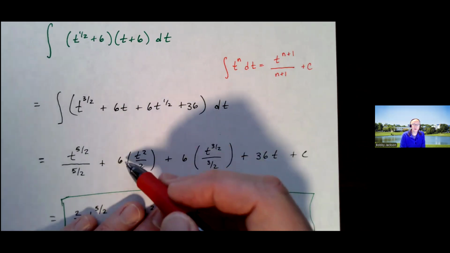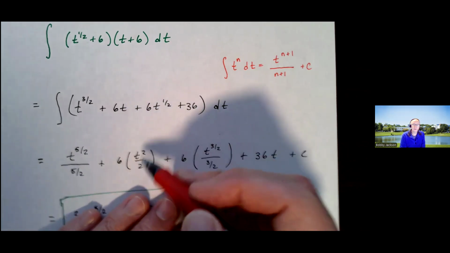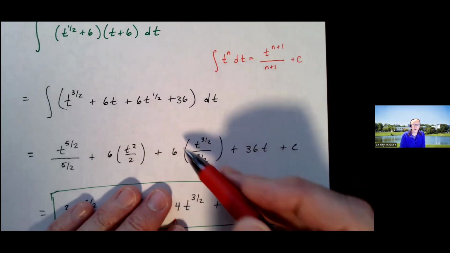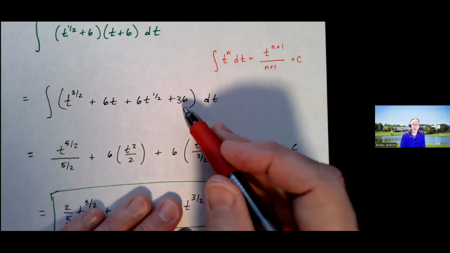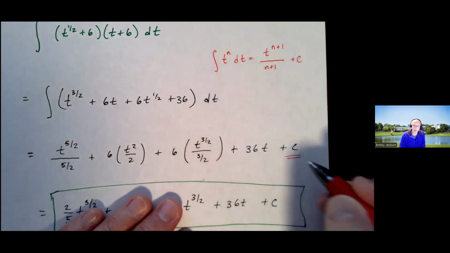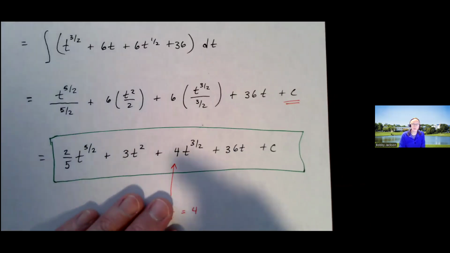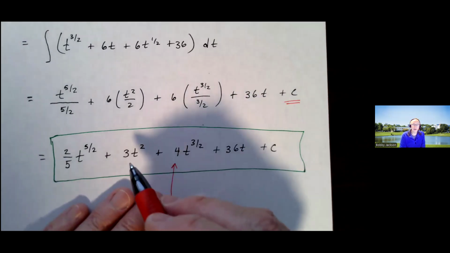6 is a constant multiple. Antiderivative of t to the first is t squared divided by 2. And then 6 is the constant multiple here. Add 1 to 1/2 gives me 3/2, so t to 3/2 divided by 3/2. And then the antiderivative of 36 is just 36t. Don't forget your plus c. Okay, you'll lose a point on the test if you forget the plus c. Don't forget that. So, this is the general antiderivative.